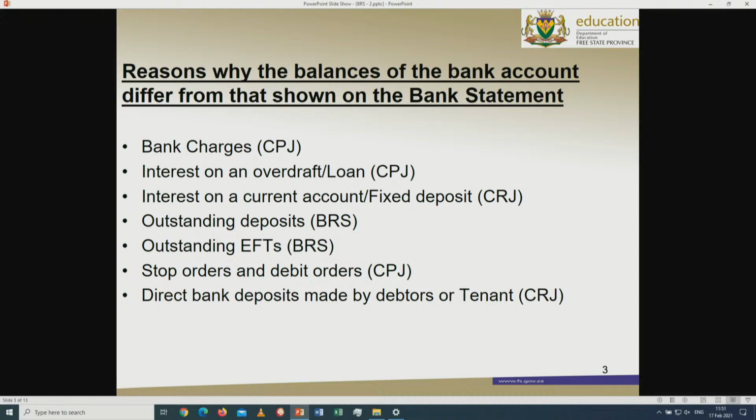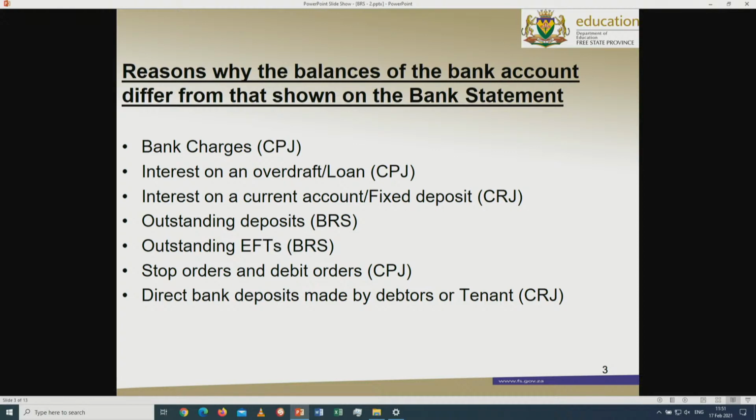The last one, direct bank deposits made by debtors, or direct EFTs made by debtors or tenants. Remember, you can have a tenant living far from you. You just give the tenant or debtor your banking details, your account number, and then the tenant will directly deposit the money at the end of the month. You are not going to receive the cash in the business because the tenant will not come to the business personally to pay the money.